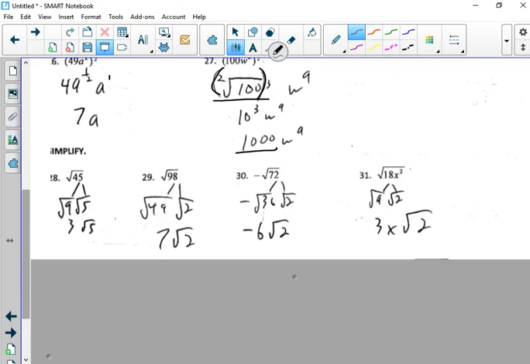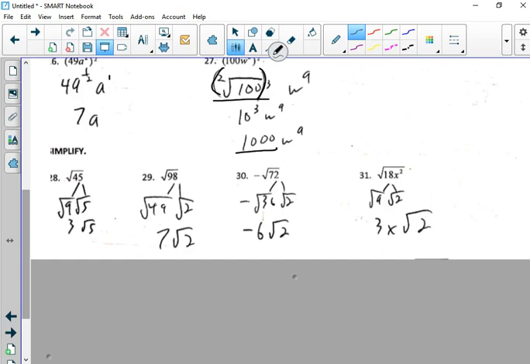45 breaks down to 9 and 5. 9 is a perfect square. Write the perfect square first. 3 root 5. 98 breaks down to 49 and 2. 49 is a perfect square. 7 root 2. Number 30 breaks down to 36 and 2.